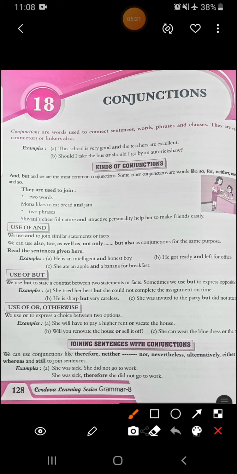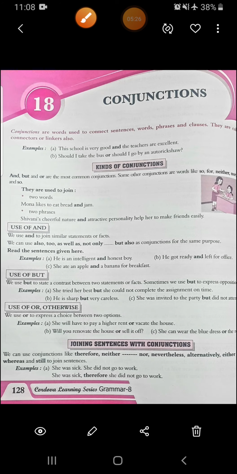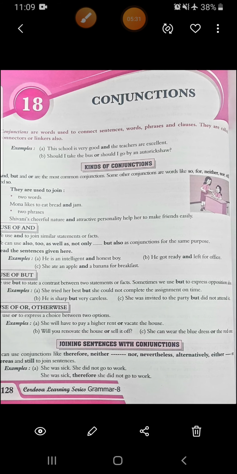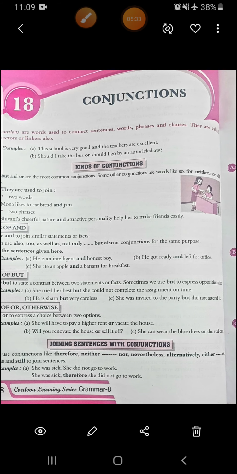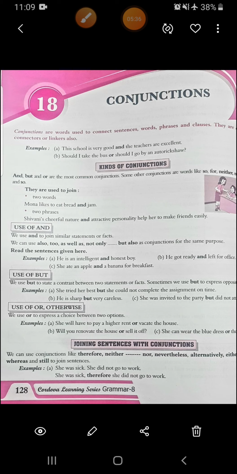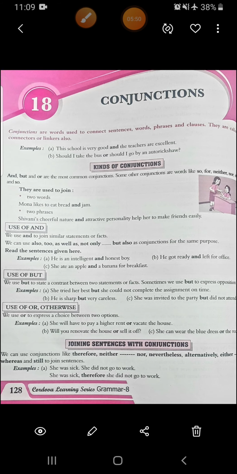Now let's see the next topic, that is joining sentences with conjunctions. You should know how to join sentences using conjunctions. We can use conjunctions like therefore, neither, nor, nevertheless, alternatively, either, or, whereas, and still to join sentences. Let's see how we can do that. See example A. She was sick. She did not go to work. See, now we are using therefore to join these two parts. So how is it framed? See the example. She was sick. Therefore, she did not go to work.